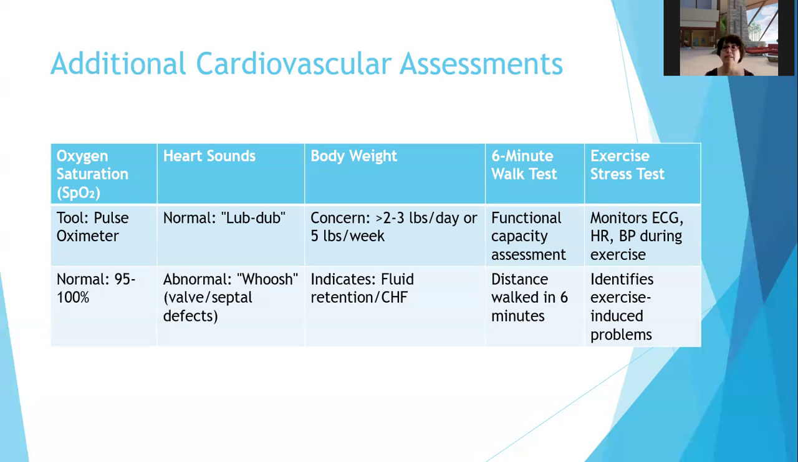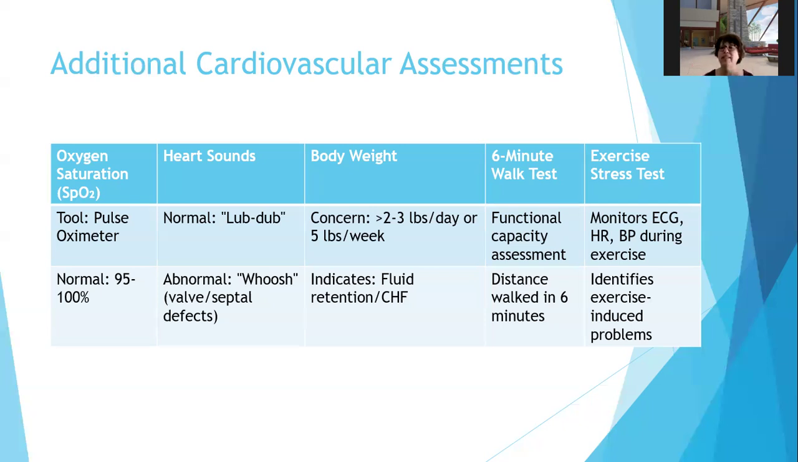The 6-minute walk test is a functional outcome measure. It's a functional capacity assessment. And basically, you measure the distance that somebody walks in 6 minutes. And we'll do that in our cardiopulmonary lab. And if they can't walk for 6 minutes, do a 2-minute walk test. Get a baseline and then compare to see if they're improving.